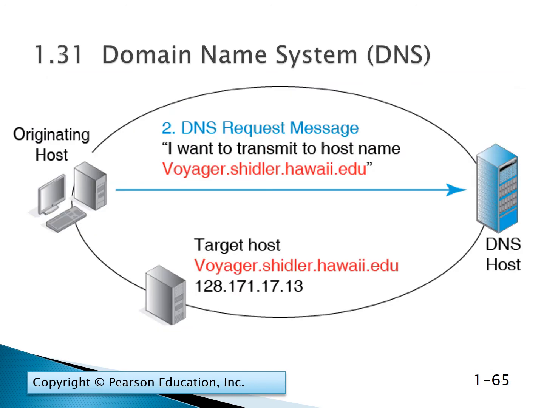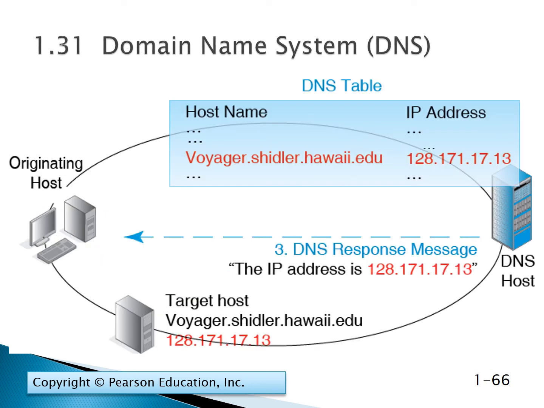So I do it through the domain name system. I will send a DNS request message to the DNS host, because I want to get the IP address of this host. The DNS host will look it up in the table, and if it doesn't know the answer, it will ask other DNS servers. Then after finding the answer, it will send a message back to me saying the IP address of this host is this and this. As we said, it looks up the address from a DNS table, and then it will send the response.